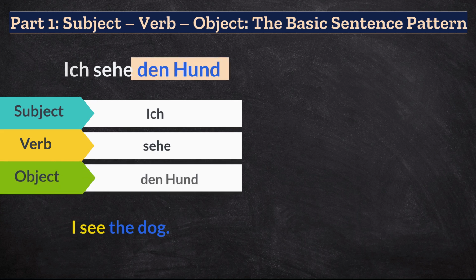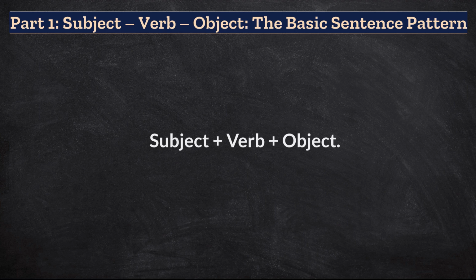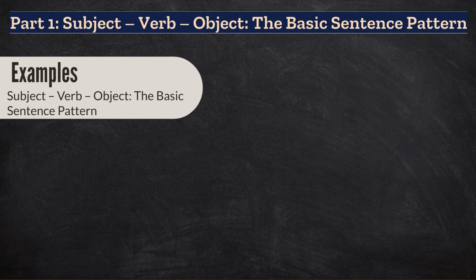Now, den Hund means the dog. This is the thing that is being seen, so it is the object. So the full sentence, Ich sehe den Hund, means I see the dog. So it always follows this clear order: subject, verb, object. Let's look at a few more examples to help make this pattern clear.